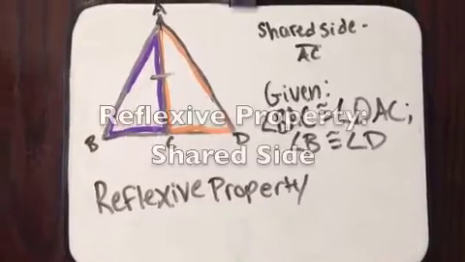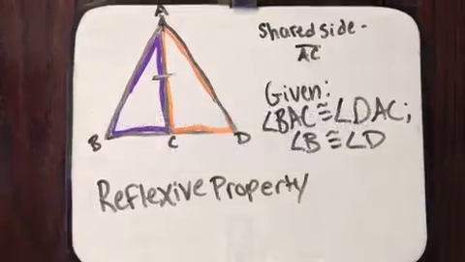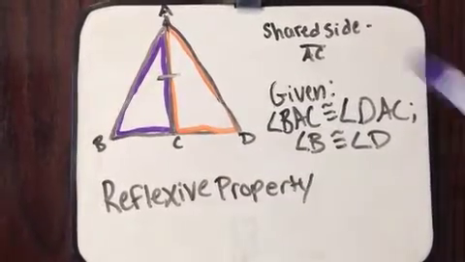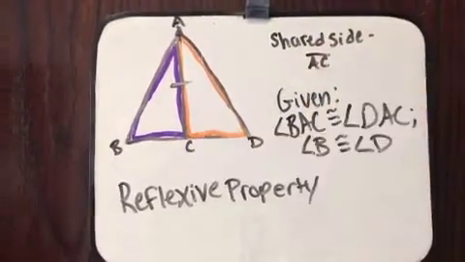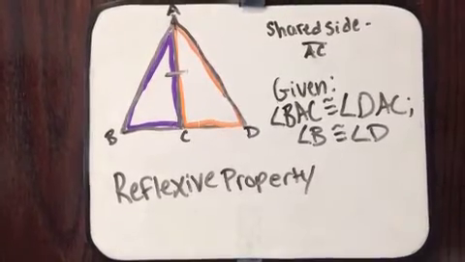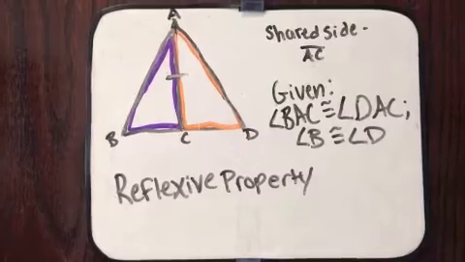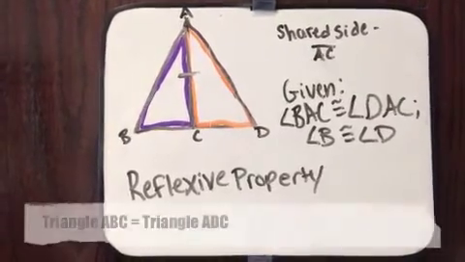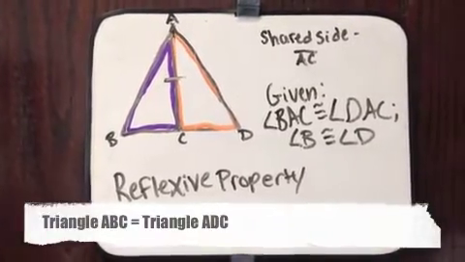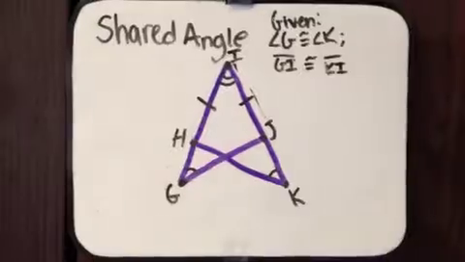Now we will be talking about the reflexive property. The reflexive property is when two triangles share one side. Side AC of both triangles are congruent to each other, and this reflexive property can be used as a proof to show how two triangles are congruent to each other.